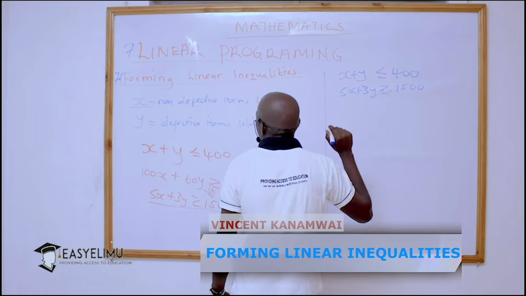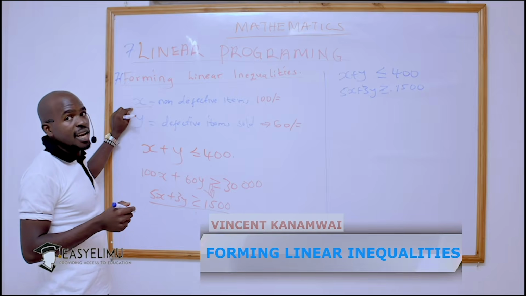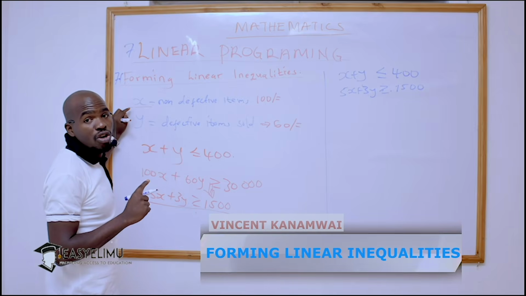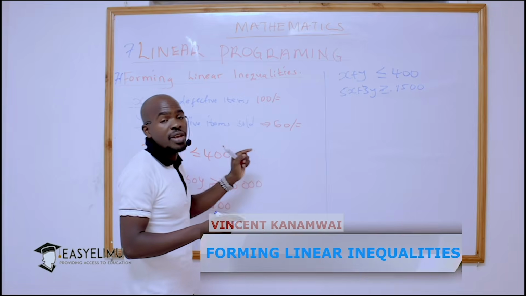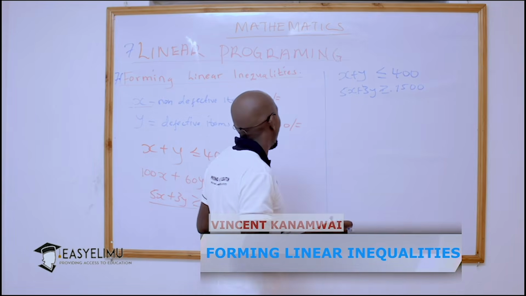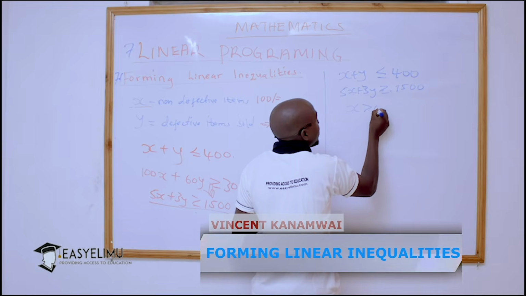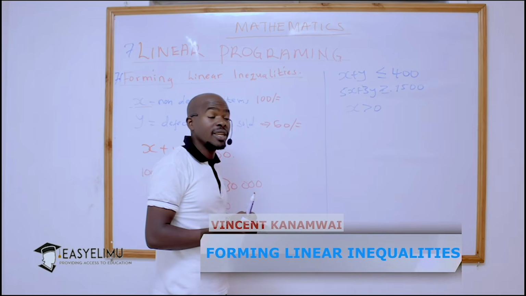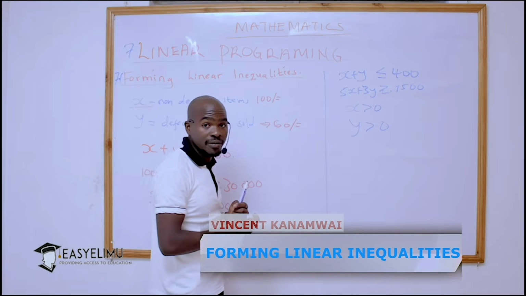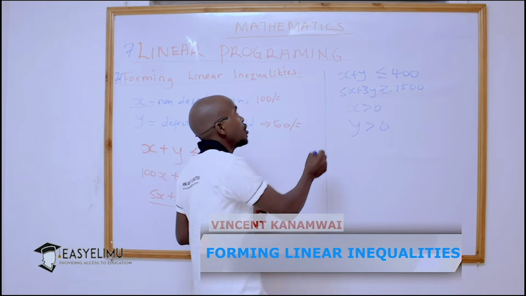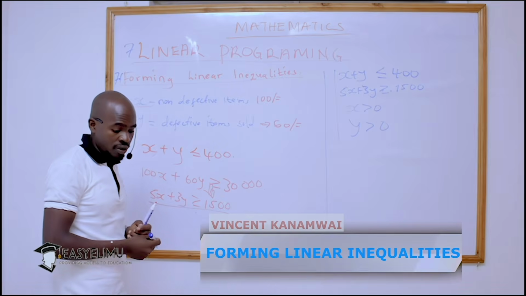And then remember one thing, these are items, they cannot be negative, meaning they are always counting numbers. So it will be either 1, 2, or 3, or up to other points. So x is greater than or equal to 0, meaning they are not negative, and also y is greater than or equal to 0 because it's not negative. So these are the 4 inequalities we were required to form.